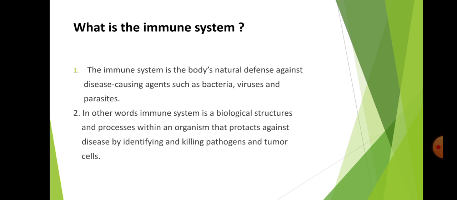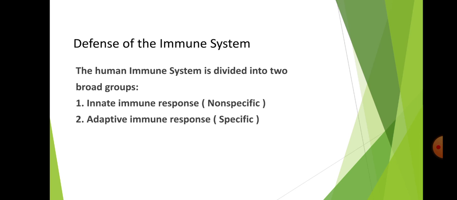Microbes that are capable of causing disease are called pathogens, and the ability of causing disease is called pathogenicity. Defense of the immune system: the human immune system is divided into two broad groups. First is the innate immune response or innate immunity, which is the first line of defense and non-specific. And the second one is the adaptive immune response or adaptive immunity, which is the second line of defense and highly specific with memory.